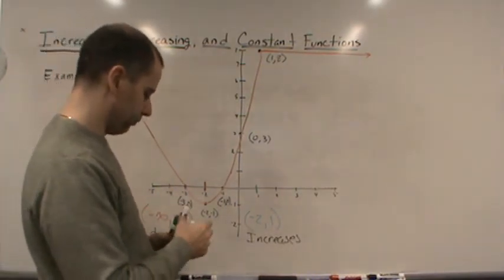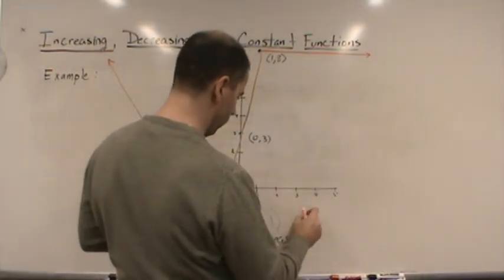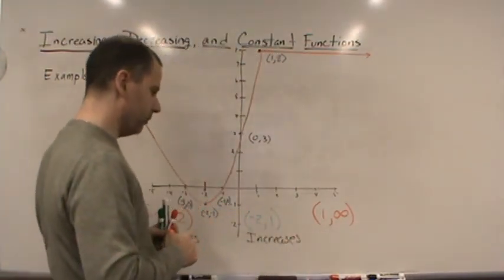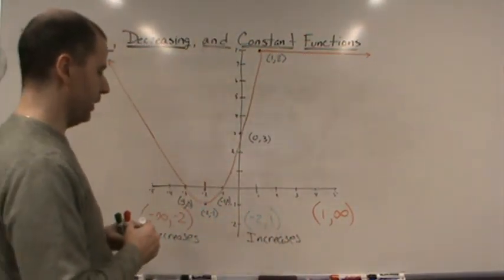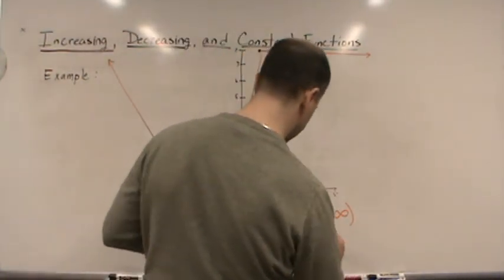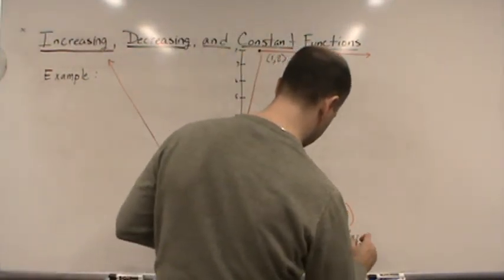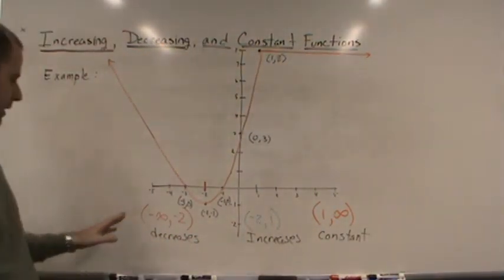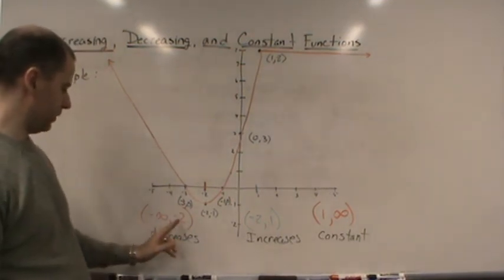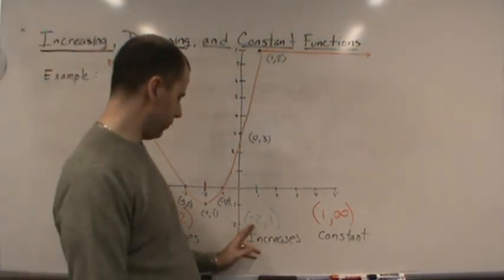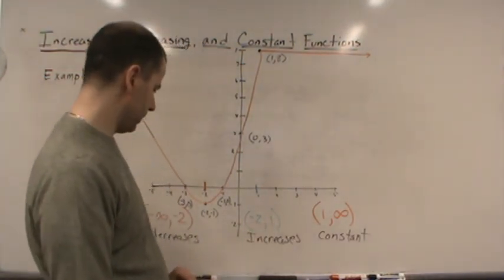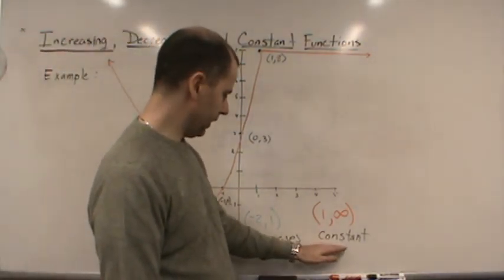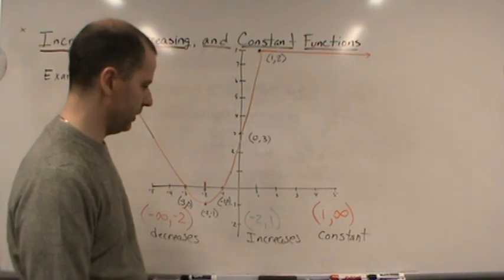And so from 1 to positive infinity, it's constant. And so what we find is that the largest interval on which this function decreases is negative infinity to negative 2. And then on the open interval from negative 2 to 1, it increases. So it decreases on this interval, increases on this interval, and then from 1 to positive infinity, the function is constant.